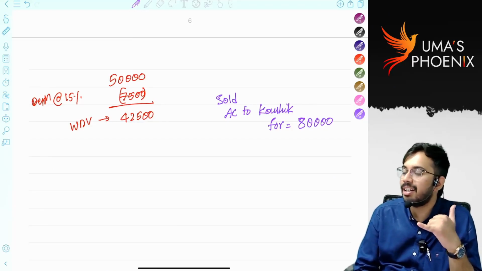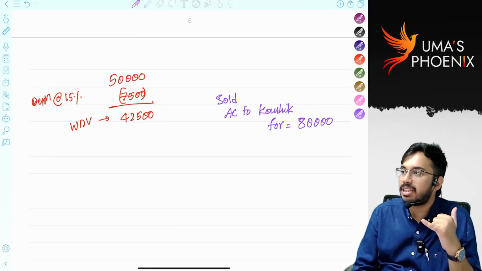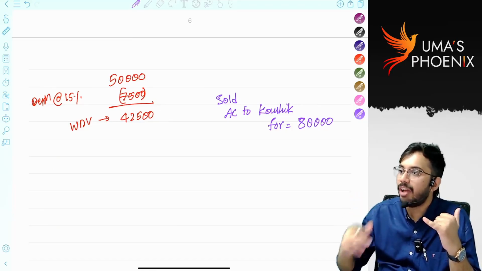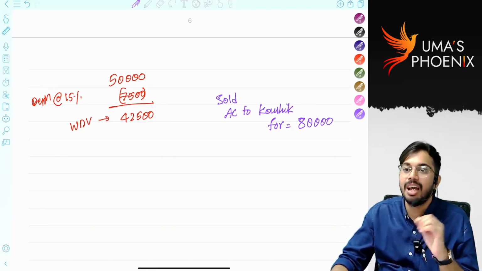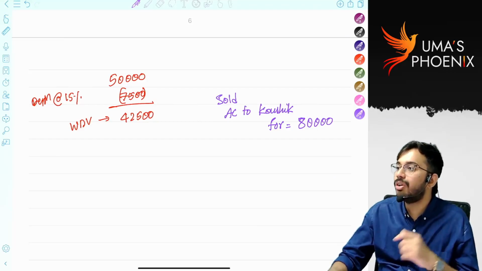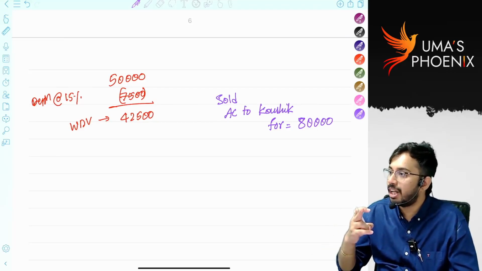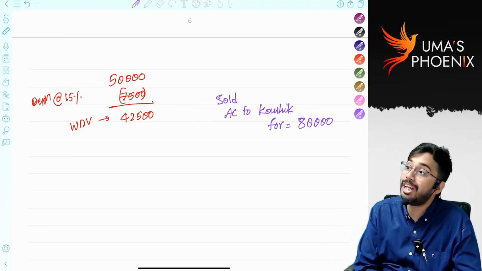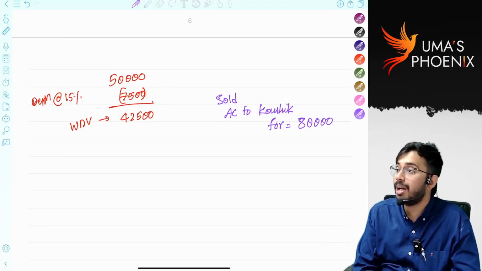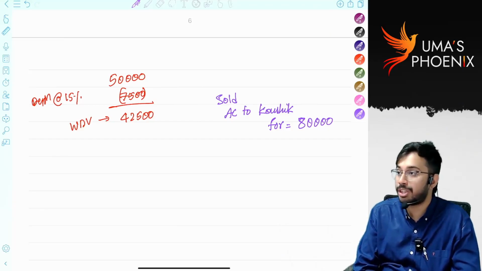Kaushik called and said, "Sir, I am doing business, profits are getting huge. I wanted to claim extra depreciation so that my profit gets reduced. I will pay lower taxes." So he wants to claim extra depreciation, right? So I intentionally sold the machinery to him for 80,000 rupees so that he will claim extra depreciation.